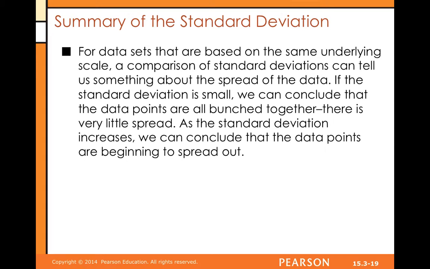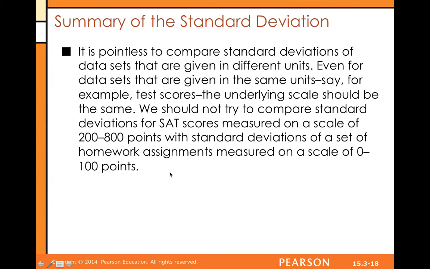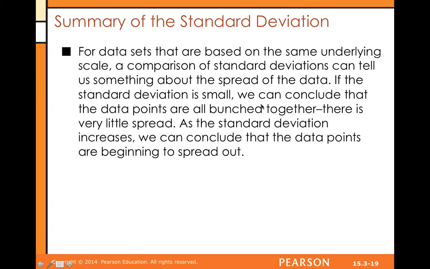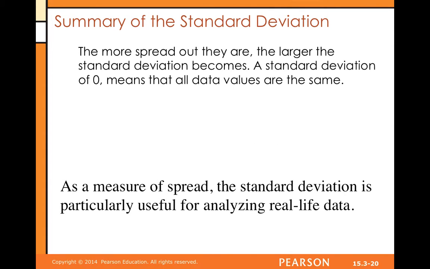Okay, so for data sets that are based on the same underlying scale, so they're both based on feet, or they're both based on test scores that go from 0 to 100, or whatever, then a comparison of standard deviations can tell you something about the data spread. If the deviation is small, you can conclude that the data is bunched together. But as I pointed out a few times now, as the standard deviation gets bigger, the more spread out the data gets. In particular, if you see real-world data ever, generally the standard deviation is what is used to tell you how spread out the data is.